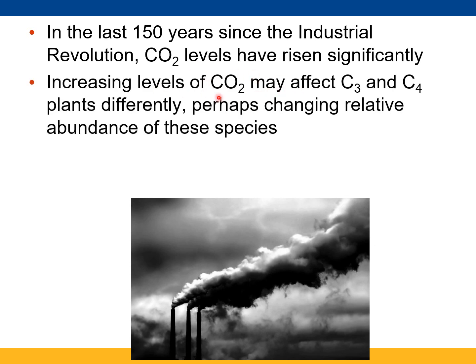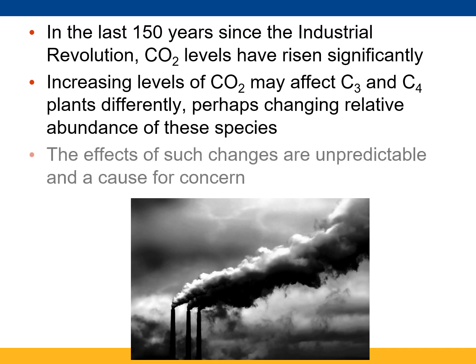And so if we have levels of CO2 that are changing, that may affect C3, C4 plants and CAM plants differently, causing changes in the abundance of these species, especially so if they are food crops. They are relatively unpredictable. We can have some chance of predicting, but there are always additional variables that can lead to unexpected consequences, emergent properties.